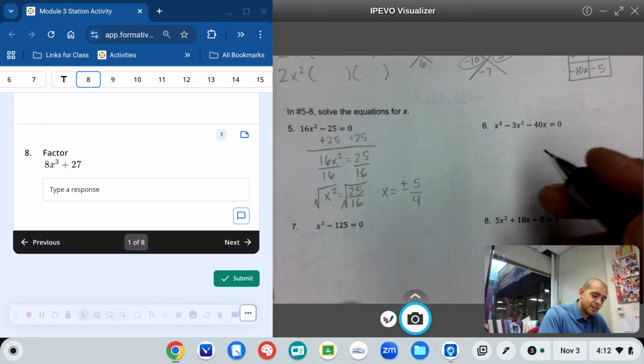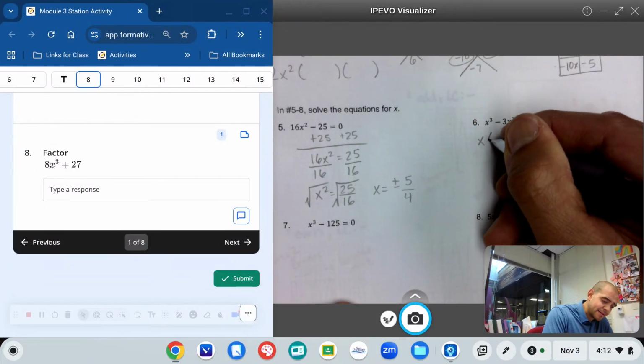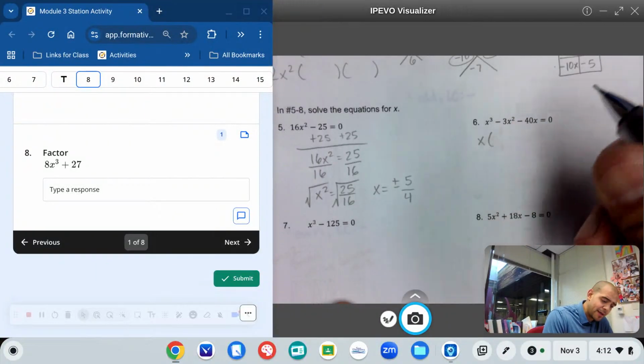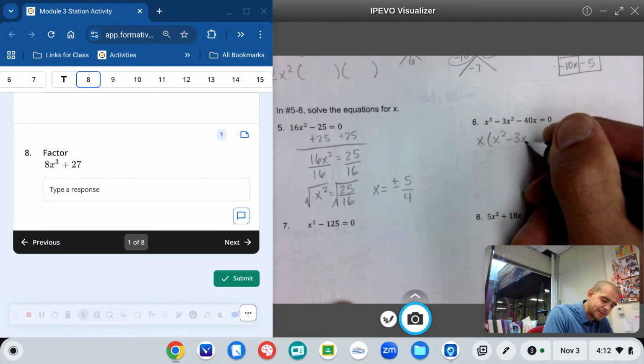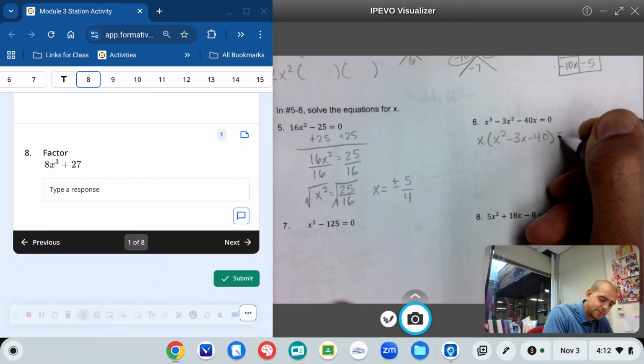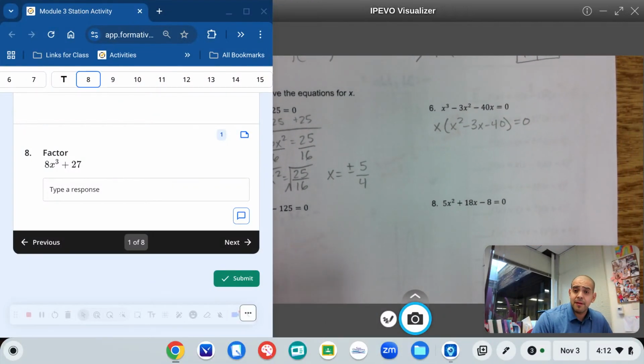Number 6, you're going to factor out the x. So x times x squared minus 3x minus 40 equals 0. Now, from there, you're going to play the x game.